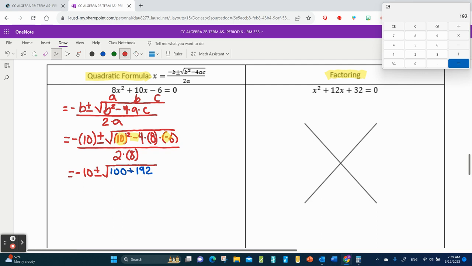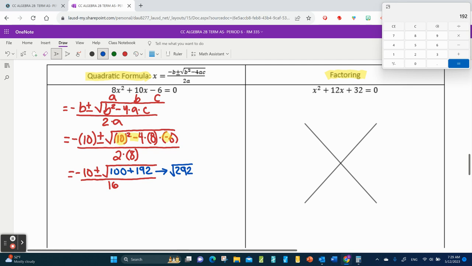Having done that, on the bottom, I now have 16. Now, if I focus on the 100 plus 192, I quickly realize that that is the same thing as 292. Now, 292 is not a perfect square. So what I need to do with 292 is I need to break it down.